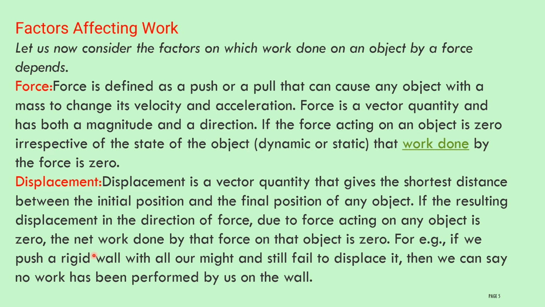If the resulting displacement in the direction of force due to force acting on any object is zero, the net work done by that force on that object is zero. Consider if the displacement is zero, in that case the work done will be zero. For example, if we push a rigid wall with all our might and still fail to displace it, then we can say no work has been performed by us on the wall.